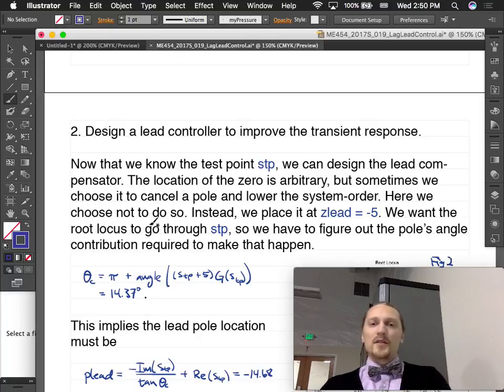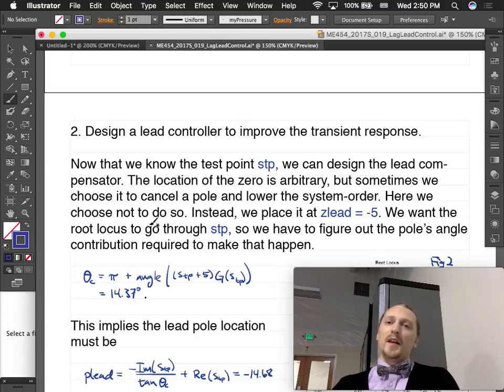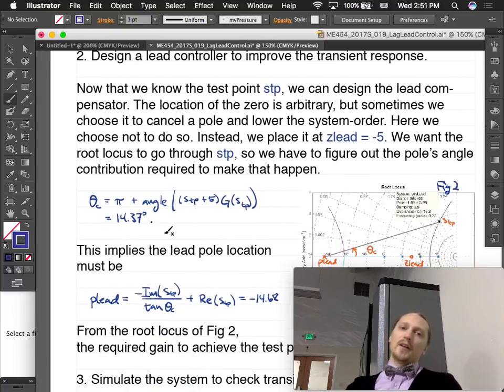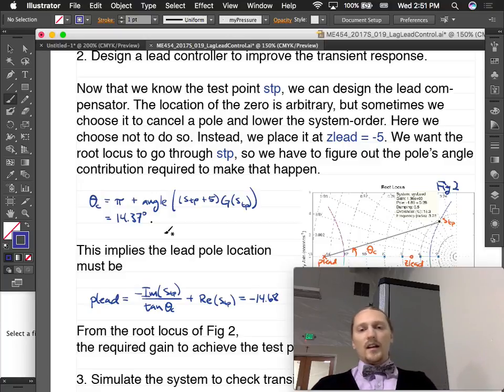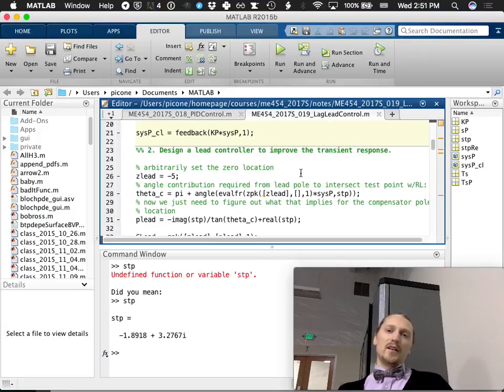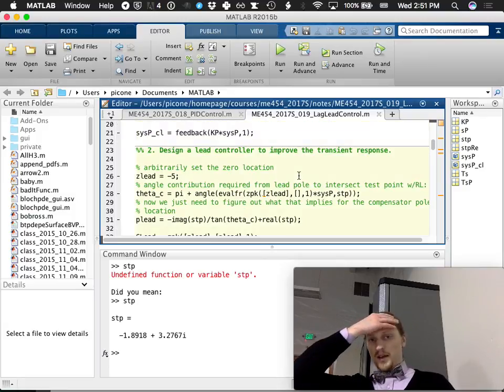So we want the root locus to go through the test point. So we have to figure out the pole's angle contribution required to make that happen. Okay. So that is what we're computing in this next formula here, based on the angle criterion. And I highly recommend using MATLAB for this part, because doing this out by hand is a big mess.